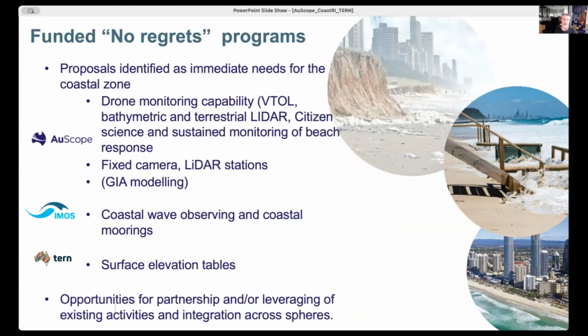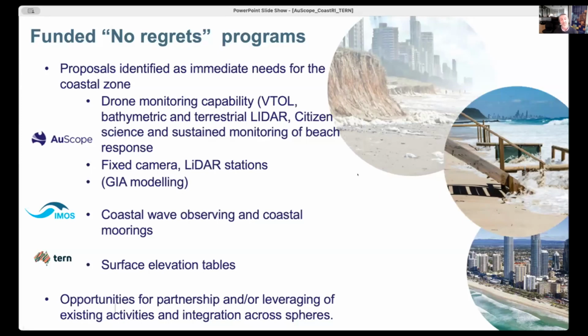Ozscope was successful in getting some funding to support some new drone monitoring capability, some fixed cameras, and some GIA modelling, which is glacial isostatic adjustment modelling. I won't talk about that, but I'll talk about the others in a minute. IMOS put in a number of proposals around coastal wave observing and coastal moorings. And TERN, we've already heard about the surface elevation tables from Maddie.